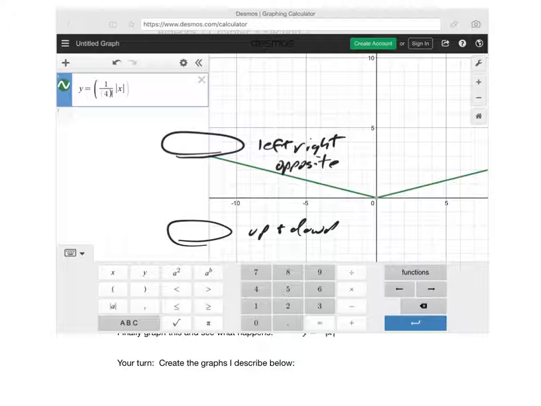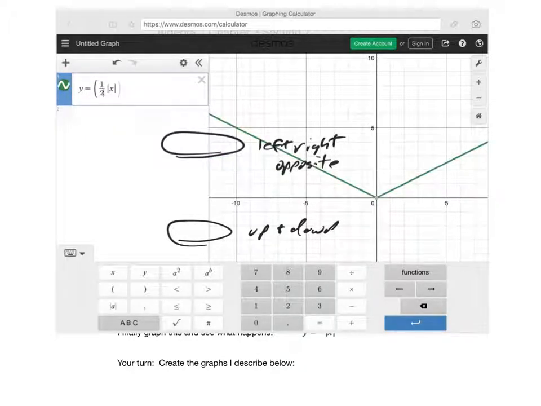How do you think 1/2 would compare to 1/4? By the way, 1/2 would be like half. Would it be more steep than this or less? It'd be more like this. Let's go ahead and put the 2 in there. It's a little steeper, right? Because it's closer to 0. So the smaller the number is, the more it shrinks. The bigger the number is, the more it stretches. Right?